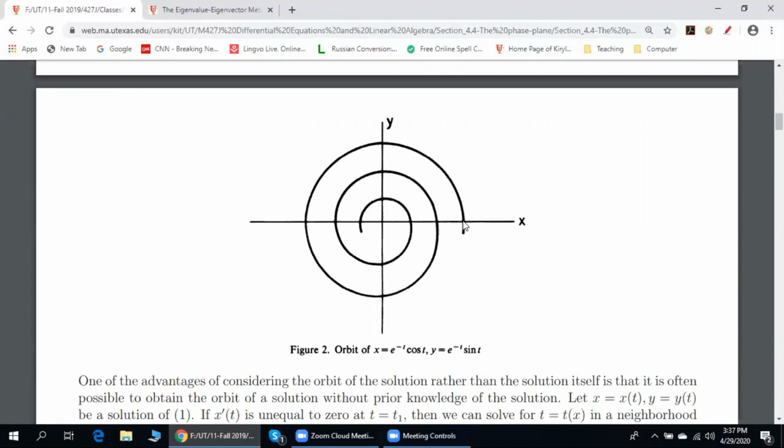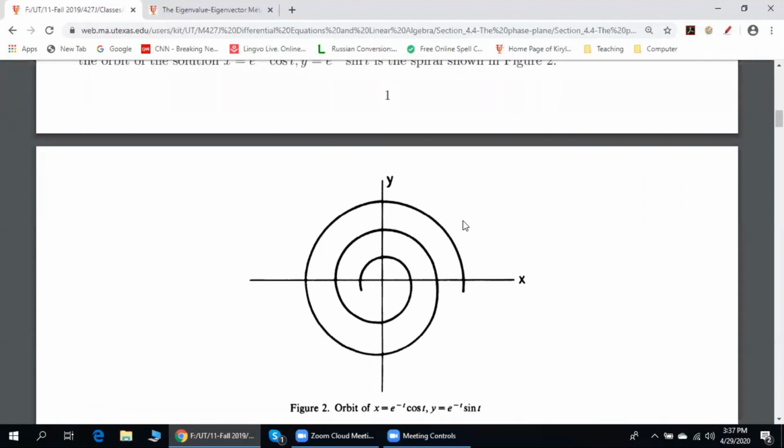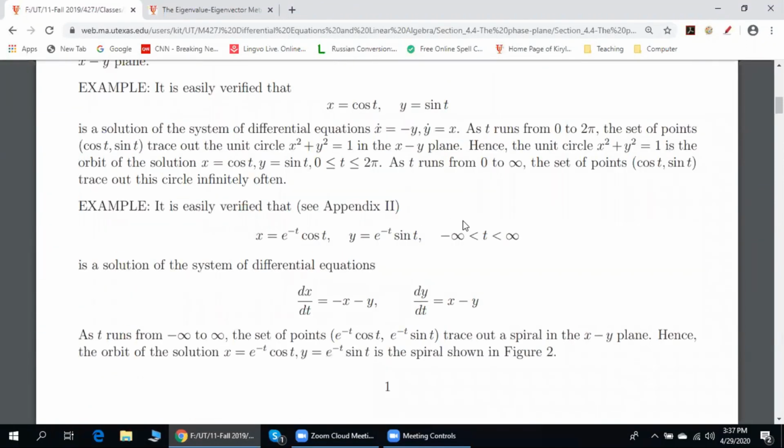Yes. Now, let us increase t. Let us put, for example, t equal to pi over 2. If t is equal to pi over 2, sine of pi over 2 is 1. Cosine of pi over 2 is 0. Agree? Yes. So if t is pi over 2, x is 0, y will be e to negative pi over 2. Correct?